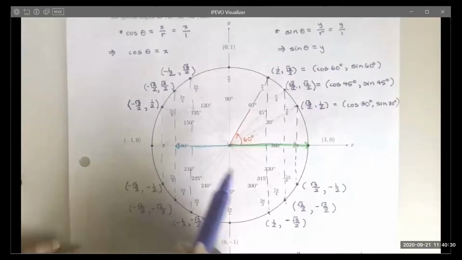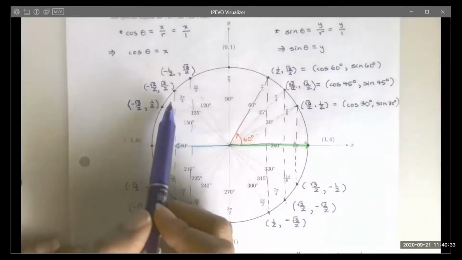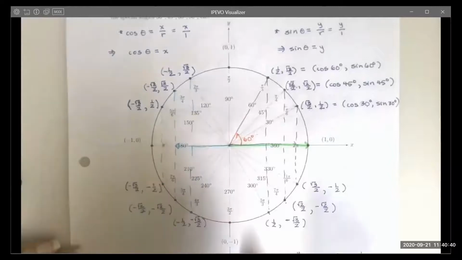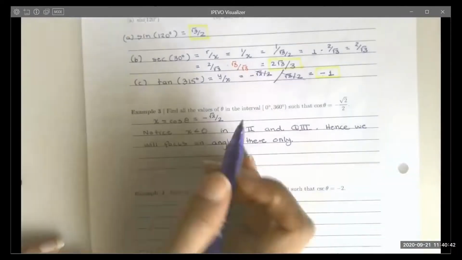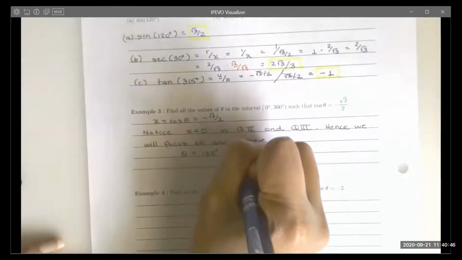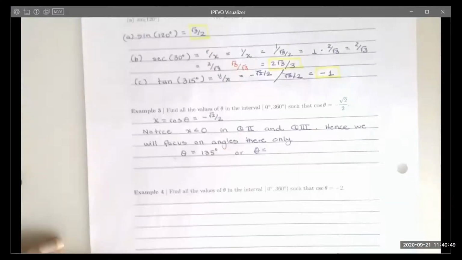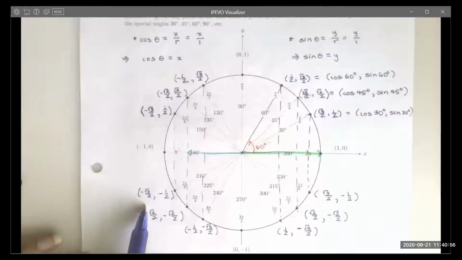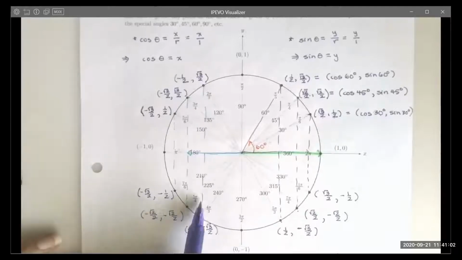So in quadrant number 2, the angle that has an x value of negative radical 2 over 2 is 135. So that would be one angle. Okay, so one possibility is 135. The other possibility, and we continue going down through the points. The other possibility is here, at 225. So we have negative radical 2 over 2 for an x value at 225.